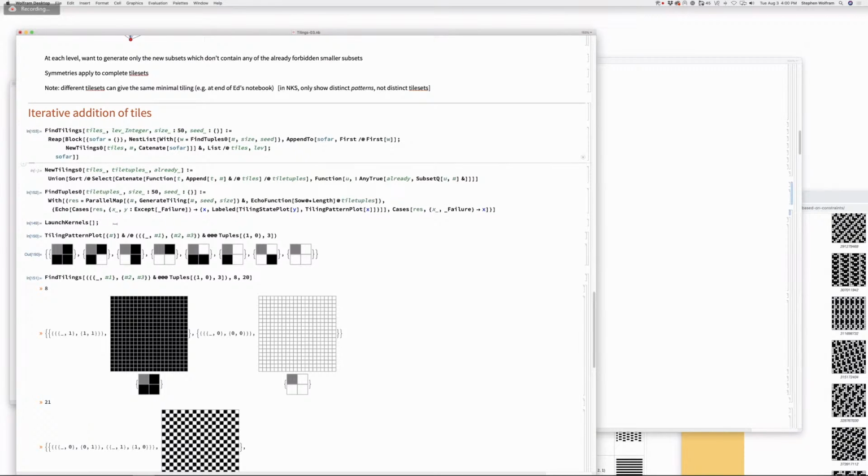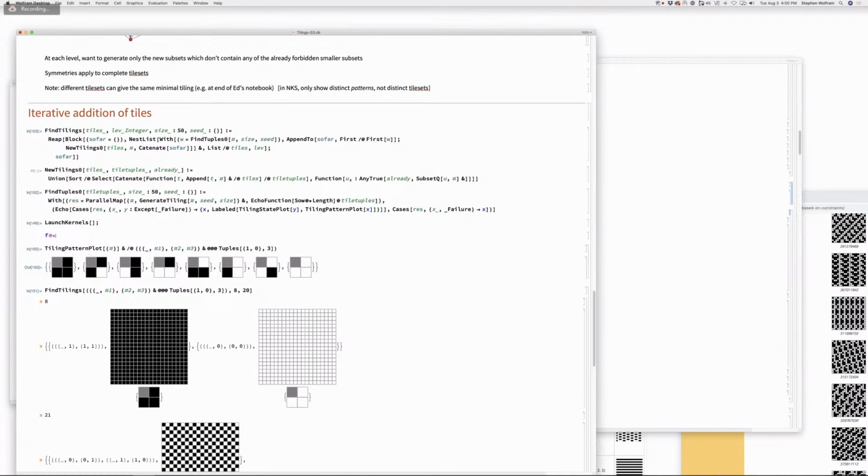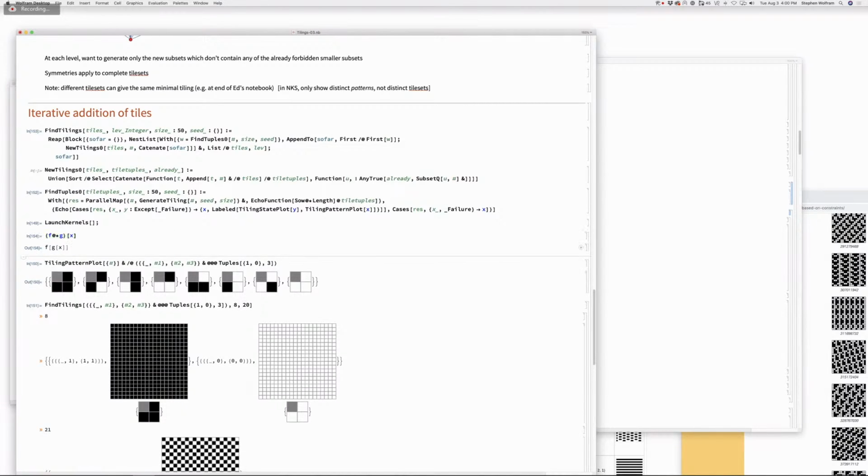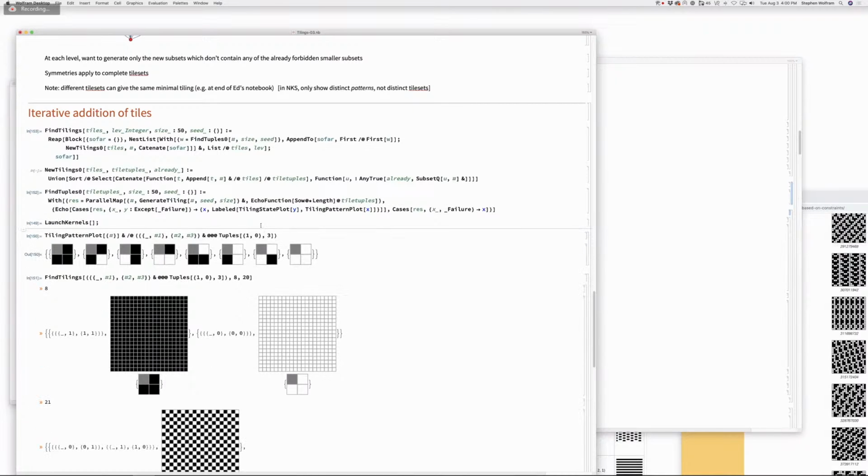Let's check that that works. Hold on a second. F @star G of X is F of G of X. That's right. Okay. I've got to learn to use @star more often.